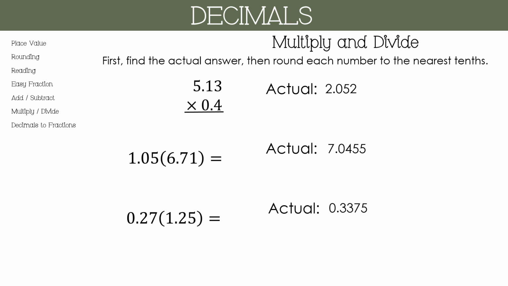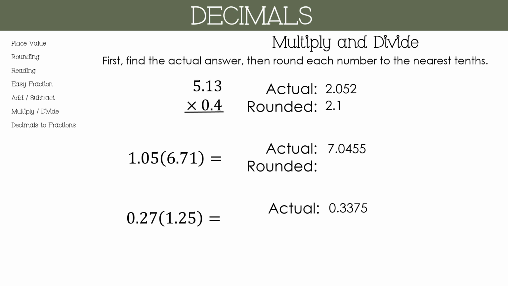0.3375. Great. Next, we're going to round each of these answers, or products, to the nearest tenths. So how would you round the first product to the nearest tenths? Did you get 2.1? You are correct. You would underline the 0, look next door. Since 5 is 5 or larger, yep, you're going to add 1 to the 0.